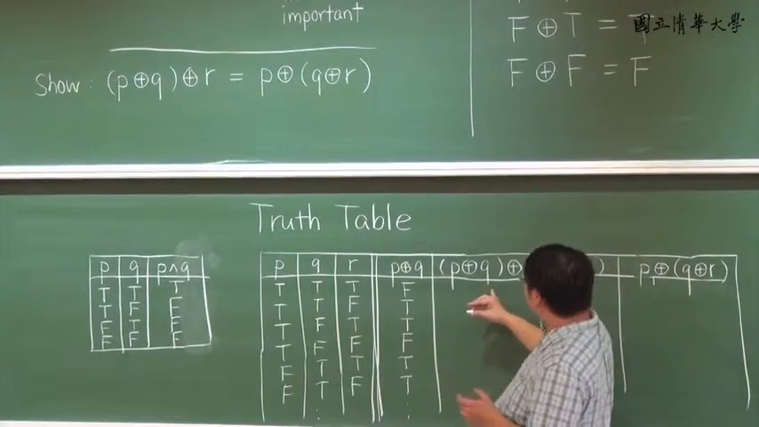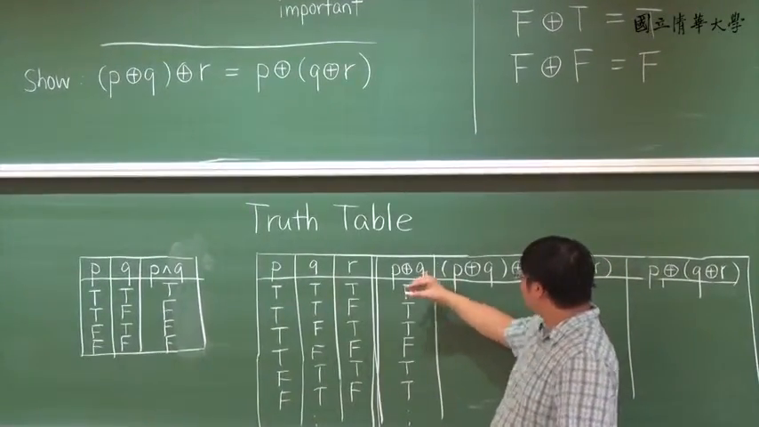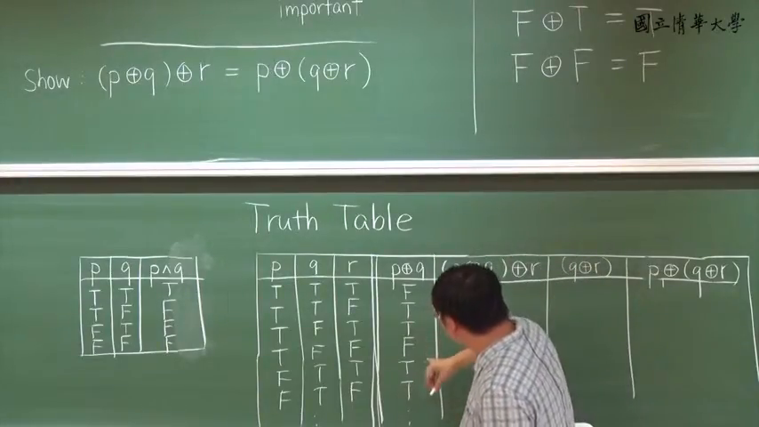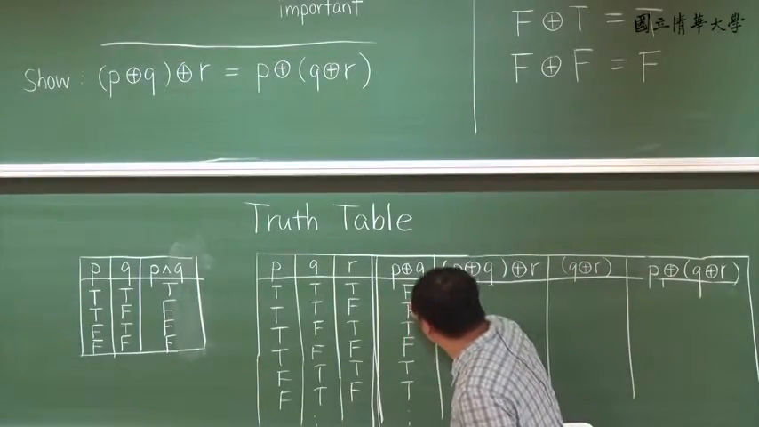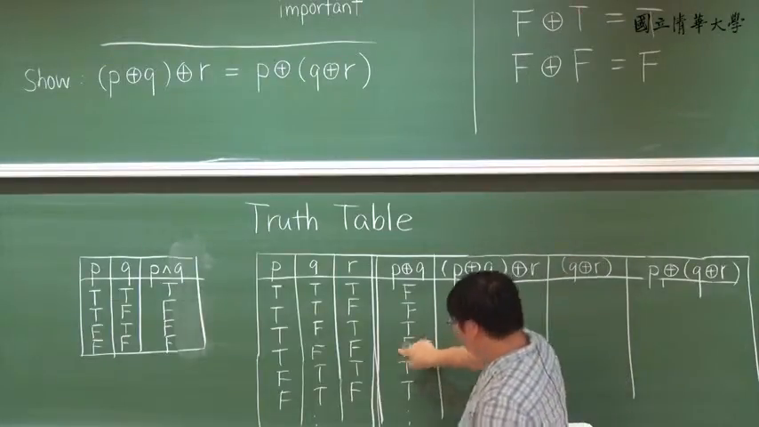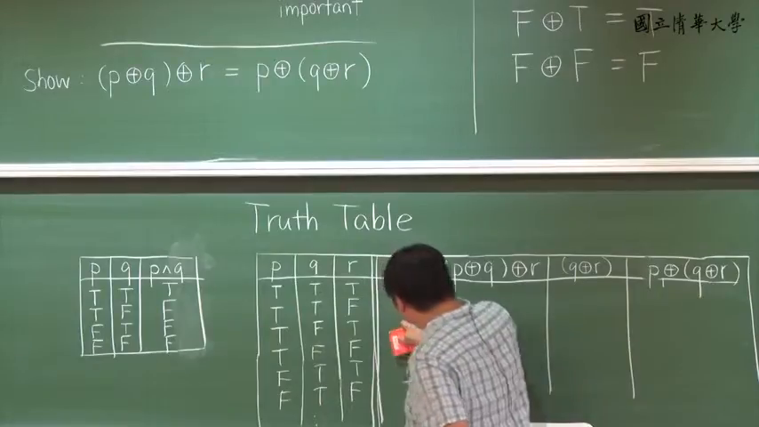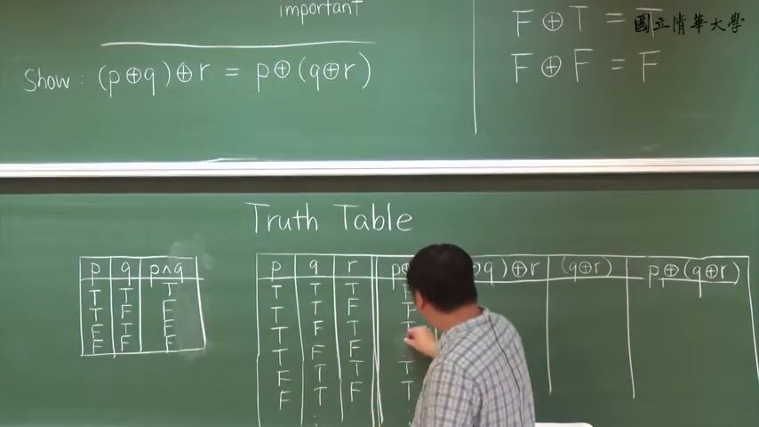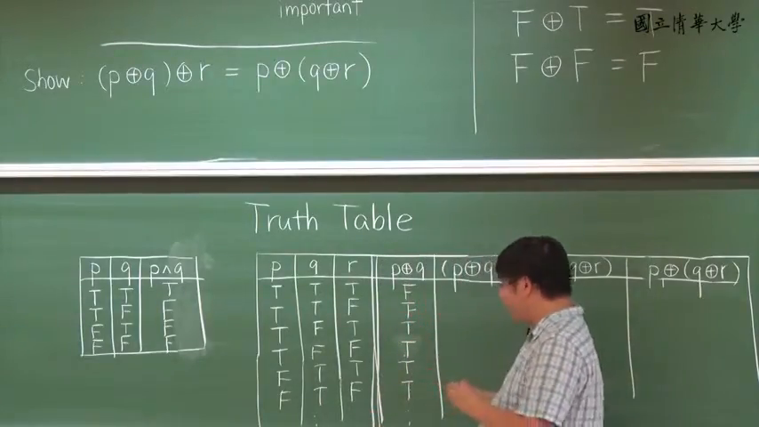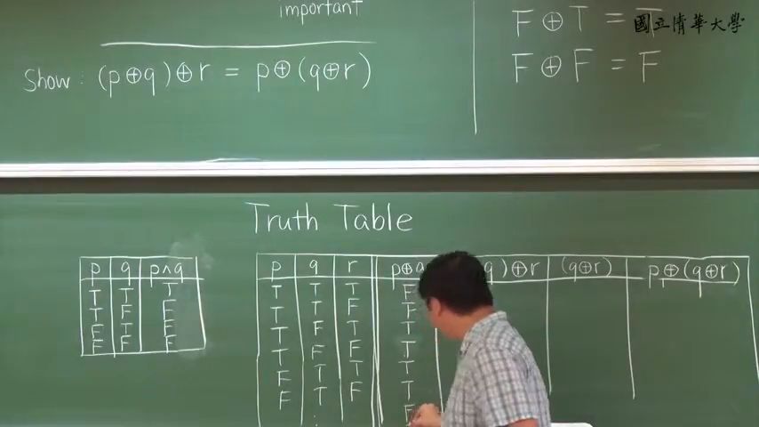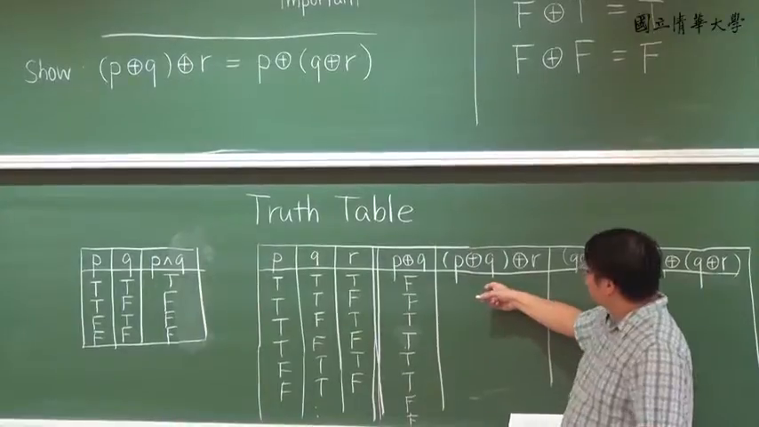And how about this one? P exclusive or Q. Did I make a mistake? Oh, thank you. And then the fourth one. Thank you very much. Okay. False, false, true, true. And here it should be something like true, true, false, false. Okay, something like this.